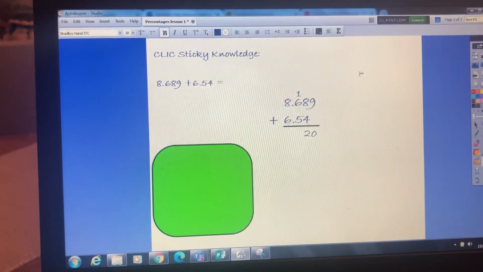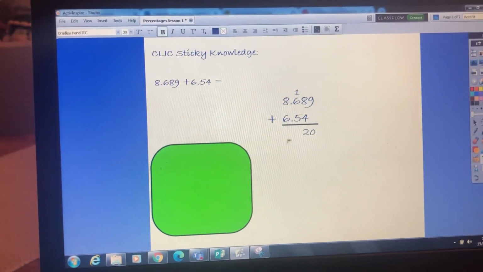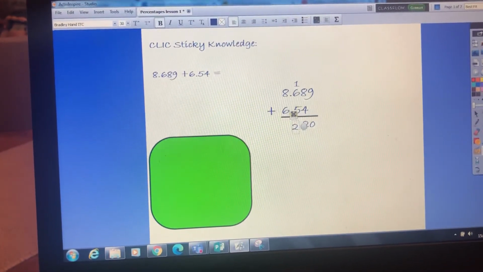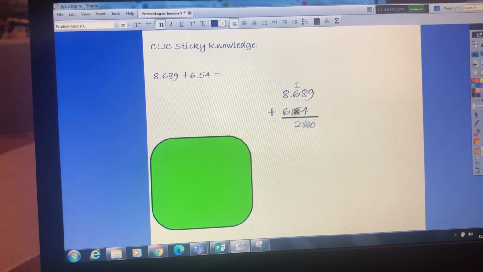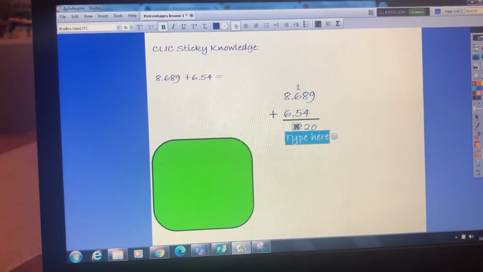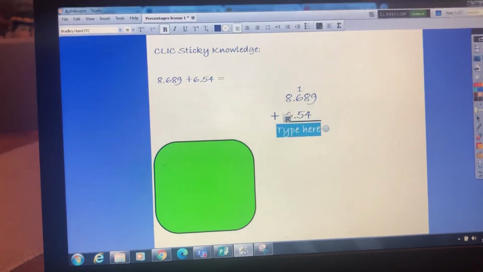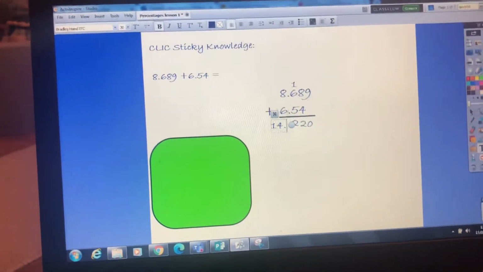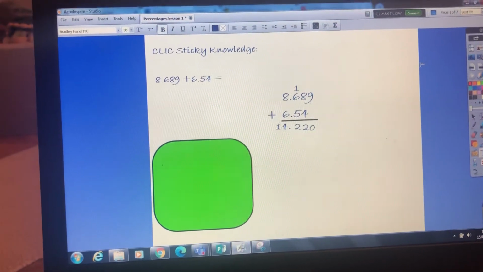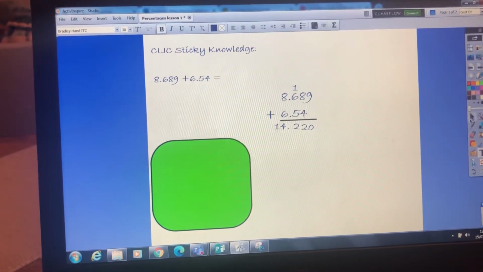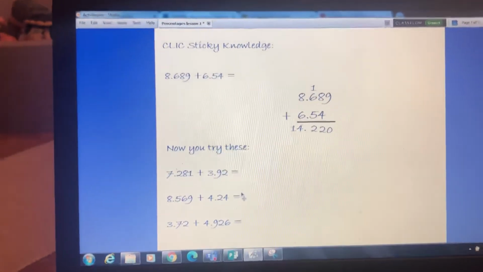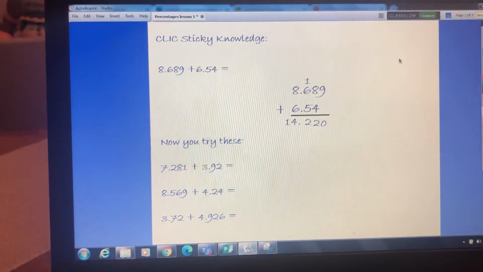And then 6 add 1 is 7. Add 5 would be 12. So again, my 2 goes into my tenths column, and then we have got 8 add 6, which is 14, and making sure my decimal point is in the correct place. So now you need to have a go at these three questions on your whiteboard.